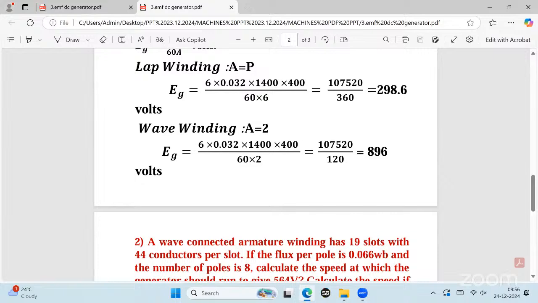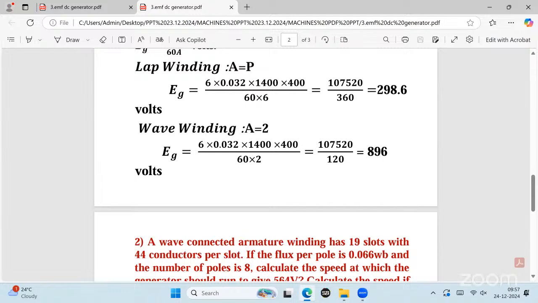Here it should be 440. It is a printing mistake. I've gone for 400. What is the voltage generated? 985.6 volts. You have to write down volts. 985.6 volts. You got 985?